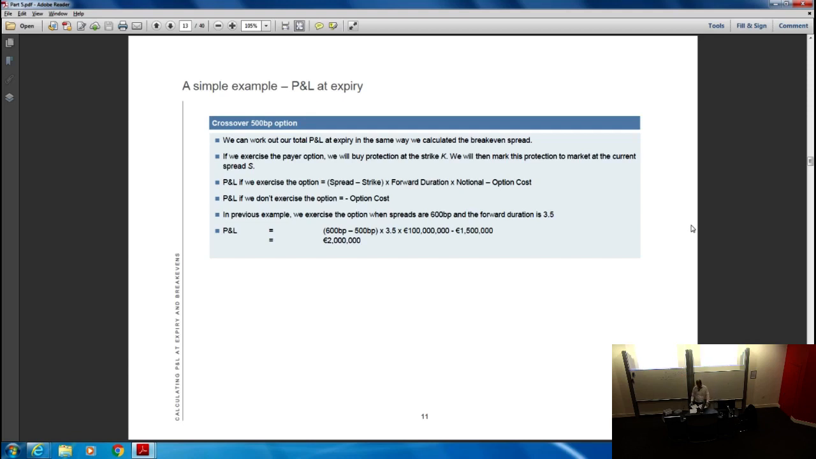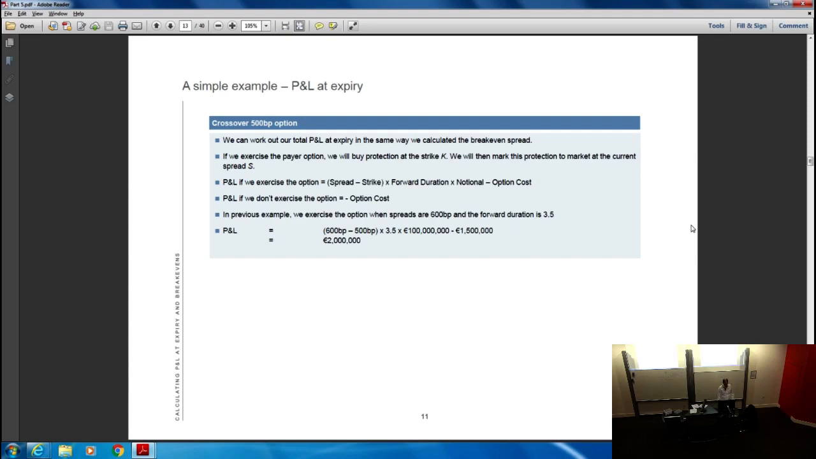And then I guess the final thing that we look at is what is the P&L of our trade. So if we assume that spreads, let's say in this case, go to 600 basis points, what's the P&L? The P&L is going to be 600 basis points minus our strike, so 100 basis points, multiplied by the forward duration, multiplied by the notional, minus the cost that we initially paid out. So it's 100 basis points times forward duration of 3.5 in this case, times 100 million notional, which gives us 3.5% times our notional, minus the 1.5% that we paid up front to enter that trade. So net, if spreads go to 600 basis points, somewhere over here, we're going to make 2 million from our particular trade.